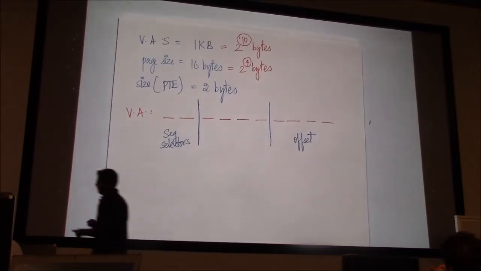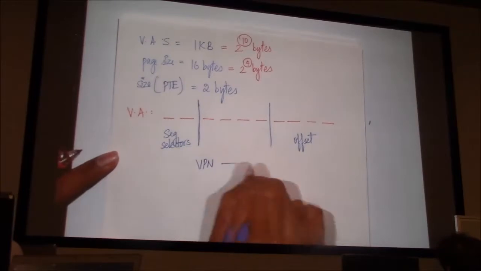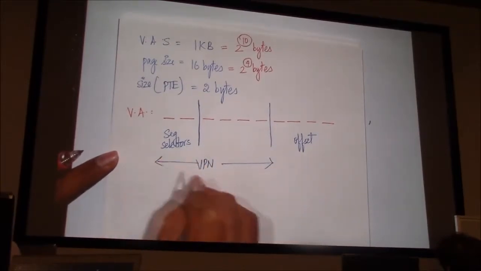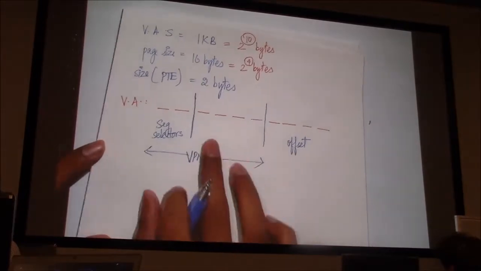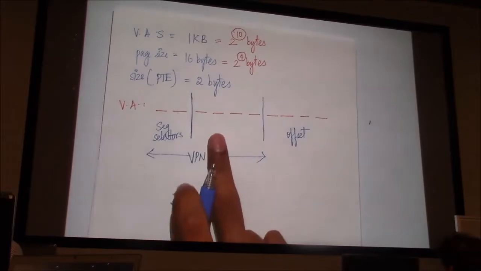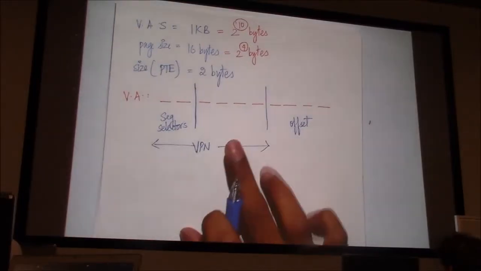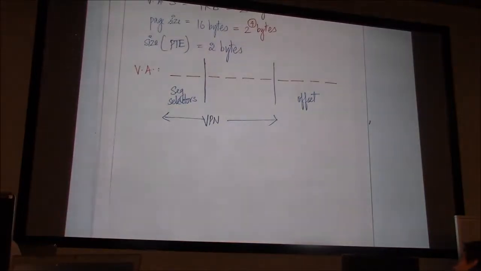Okay, just to make sure, this whole thing is the VPN. Now this will be like the offset within that particular segment. I'm not naming it anything right now. I'll try to explain it and then we can come up with a name for this. This particular thing is just an offset within that particular segment.